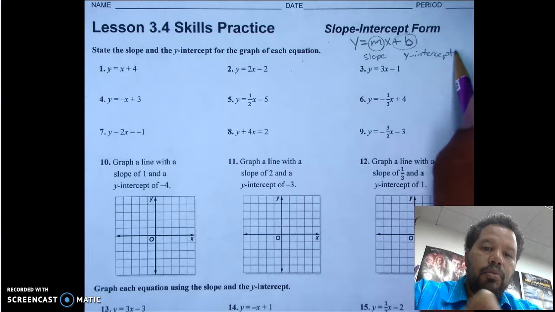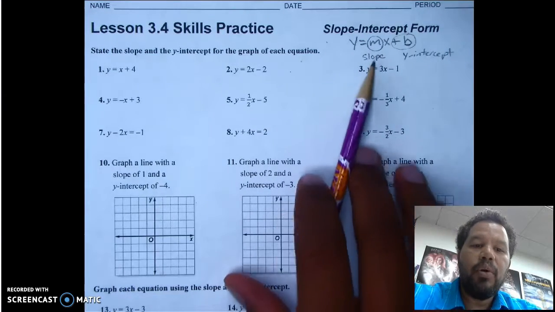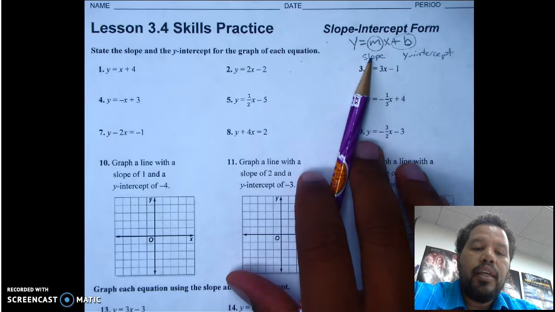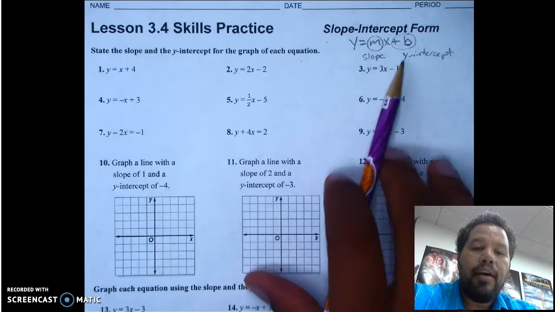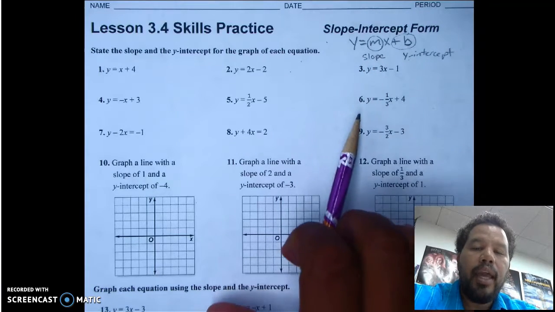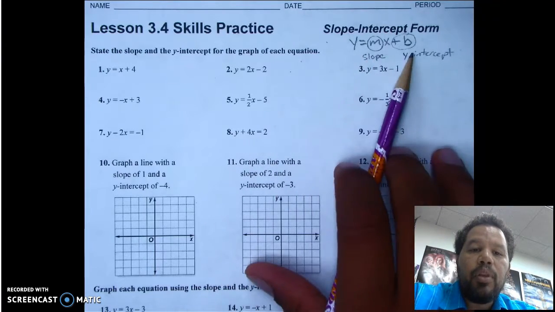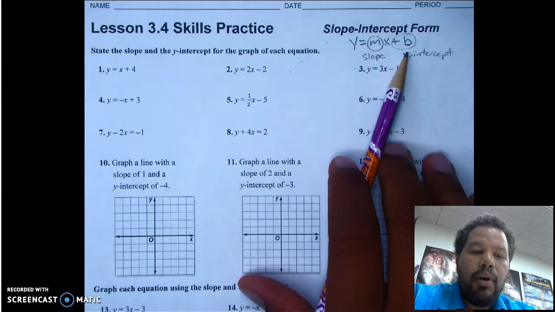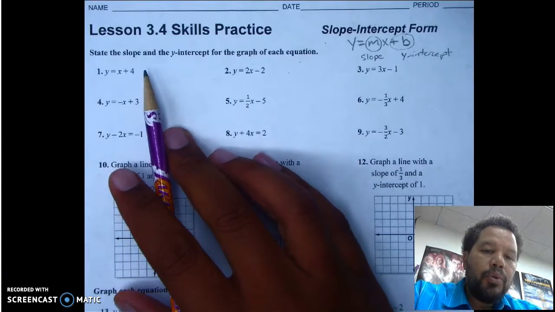Okay, and for a quick review, slope is the rise over run, or the change in vertical over the change in horizontal. And the y-intercept is where the graph or the line crosses the y-axis. So it's an actual point. The slope is not a point, but the y-intercept is the point where it crosses the y-axis. Okay, this first part I'm going to do some of the odds.